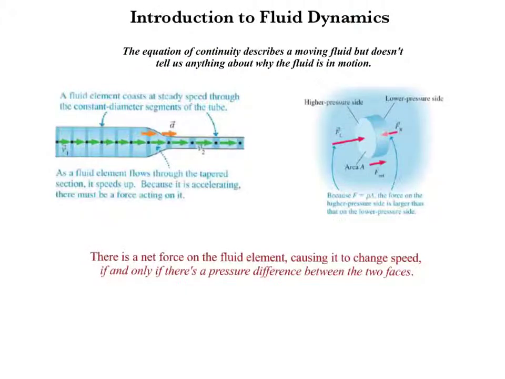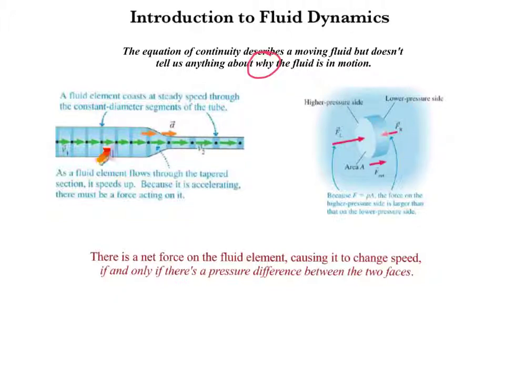Now, this equation of continuity describes a moving fluid. It tells us what it does, but it doesn't tell us anything about why it does it. To understand the dynamics of a moving fluid, let's take a look at this picture, where we've got a pipe that constricts into a narrower opening. We know from the continuity equation that this volume of fluid has to equal this volume of fluid, so we're going to have an increased speed in here.